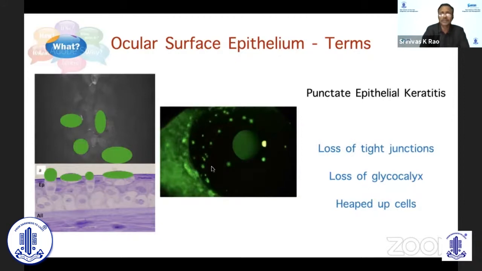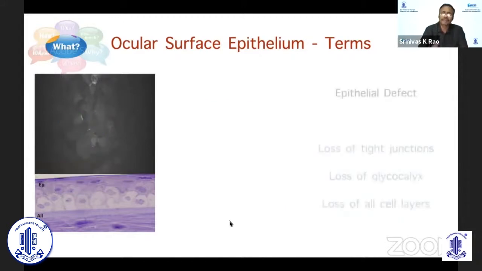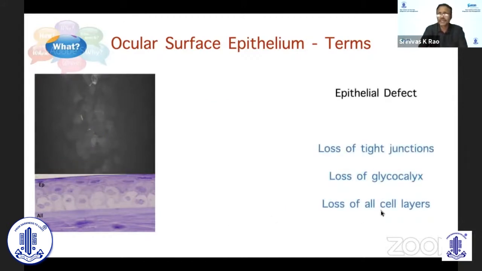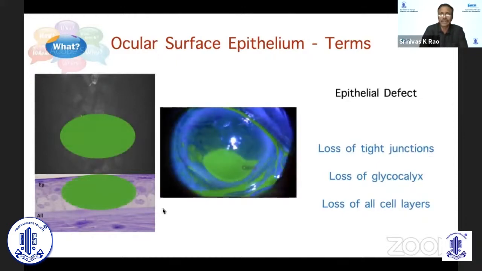And here, the way to distinguish it would be to make a slit. In this, because of the elevation, this plot of staining would be an elevated convex structure, whereas in the previous instance, it would be a depressed concave structure. Of course, after this, if the disease progresses, there is a loss of all the cell layers of the corneal epithelium, and then you get a total epithelial defect.